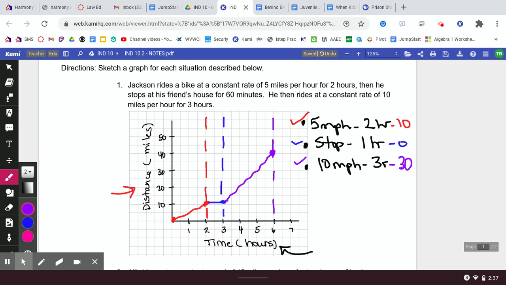Now, you always want to check these graphs, and it'll help you catch an error like I just talked about. So if you look at your hours, just your hours of your graph, how many hours did your whole graph take you?